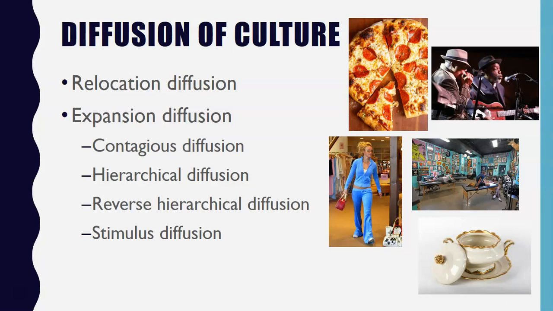Stimulus diffusion occurs when people in a culture adopt an underlying idea or process from another culture, but modify it because they reject one trait of it. For example, Hindus in India adopted the practice of eating fast food, but they rejected eating beef because doing so would violate their Hindu beliefs. So, they adapted the custom by making vegetarian and other non-beef types of burgers.